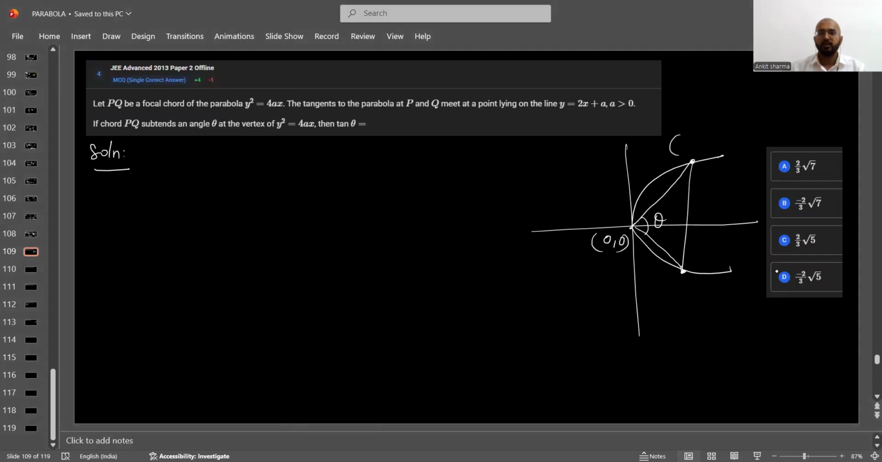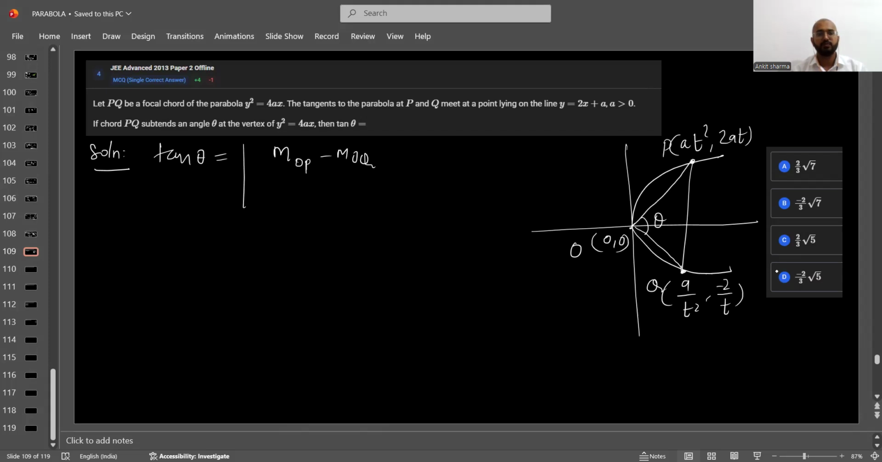The best approach would be to take a point here. I can write (at², 2at), and the other end of the chord is (a/t², −2a/t). That's the best thing we can do. Now we want the angle between these, so I add point O, and this is P, and this is Q. Tan theta is the angle between these two lines OP and OQ, so tan theta is (m_OP − m_OQ)/(1 + m_OP · m_OQ).